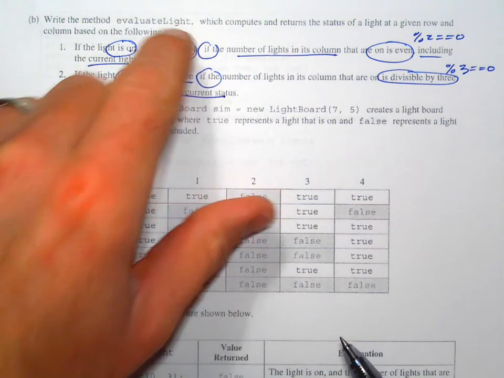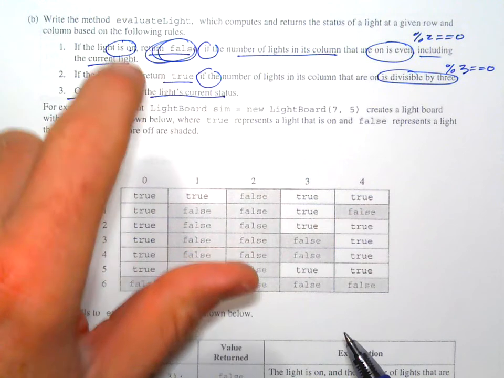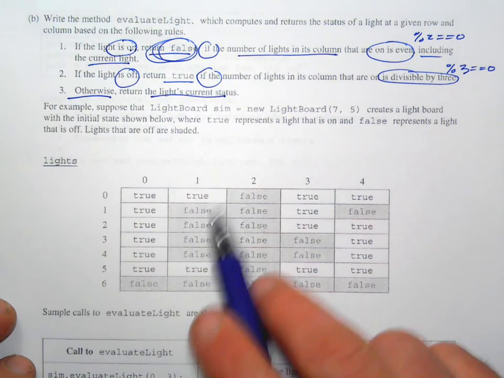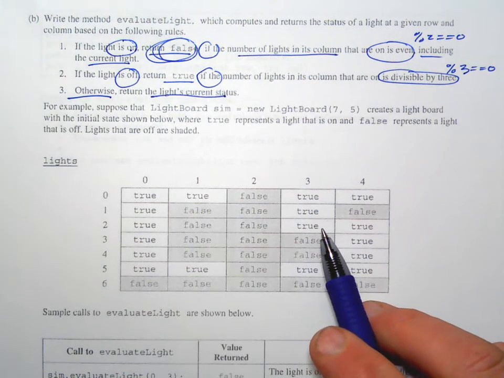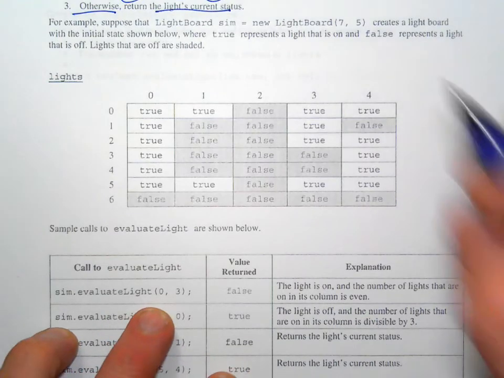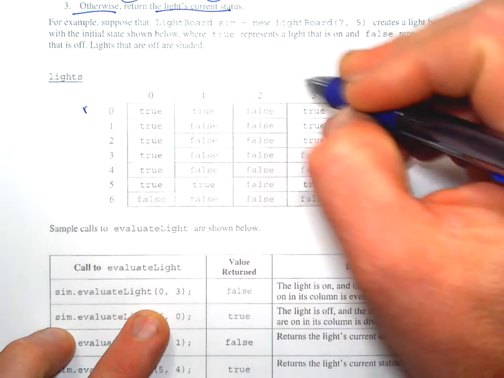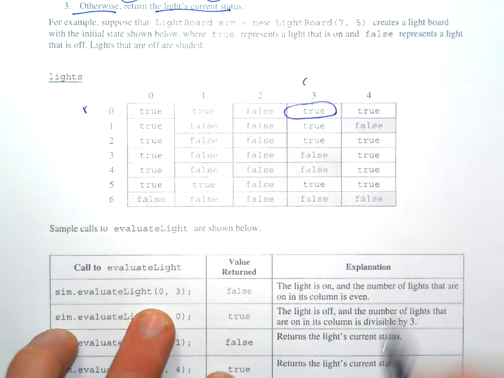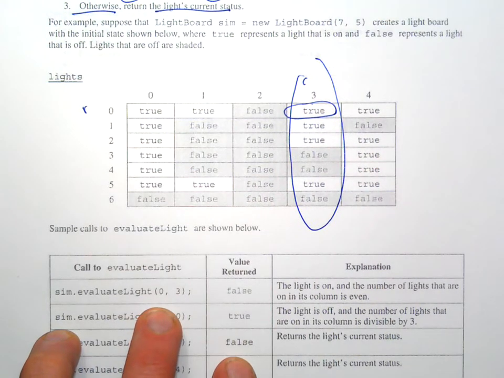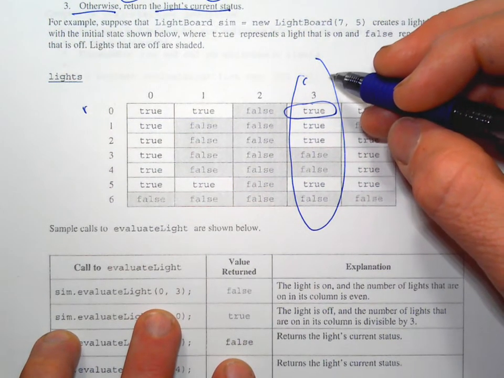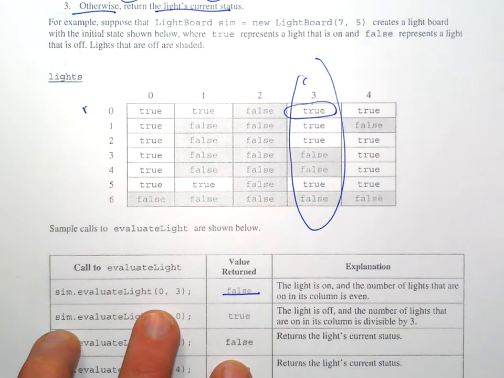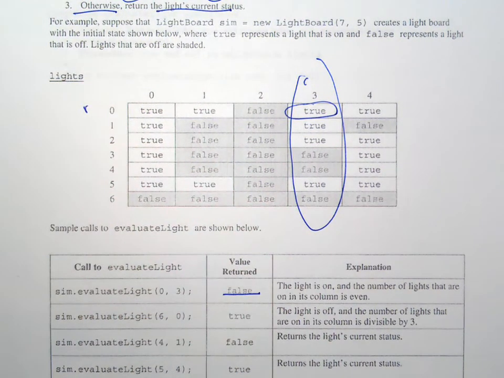These are very specific things we're looking for, and if they don't happen, in the very end we will then return the light status. For example, they give you this game board, and this might be good to look at. They say evaluateLight at 0, 3. So the first one is row, then column. So it's true, and then we're looking at all the values in the column. If the light is on and the number of lights in the column is even, 1, 2, 3, 4, then we return false. So if the thing we're looking for happens, we return false.